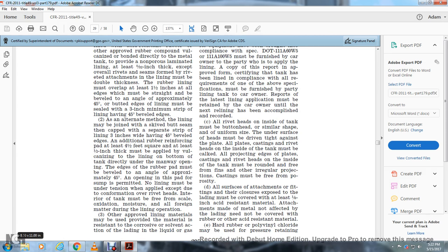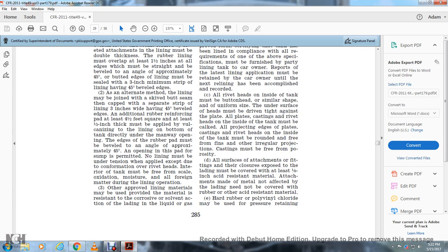An additional rubber reinforcement pad at least 4.5 feet square and at least 1/8 inch thick must be applied with the vulcanized lining at the bottom of the tank directly under the spanway opening. The edges of the rubber must be beveled to an angle of approximately 45 degrees. No lining must be under tension when applied, except due to the conformation of over rivet heads. The interior of the tank must be free of scale, oxidation, moisture, and all foreign material during the lining operation.